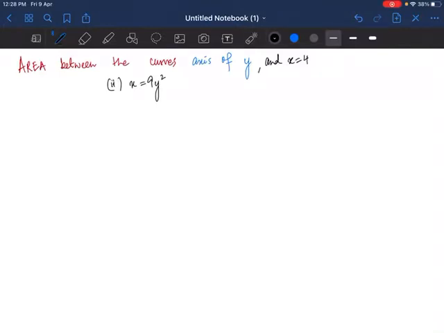So here we have to find the area between the curves axis of y and x equal to 4 and x equal to 9y square. So first, before finding the area, we need to first draw the diagram. So here we have our xy axis. So this is my x and this is my y.